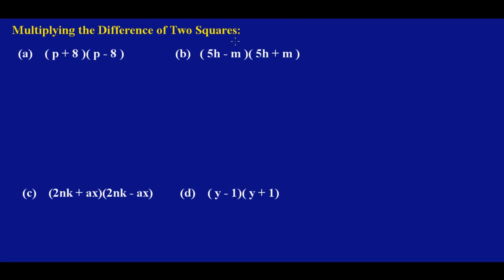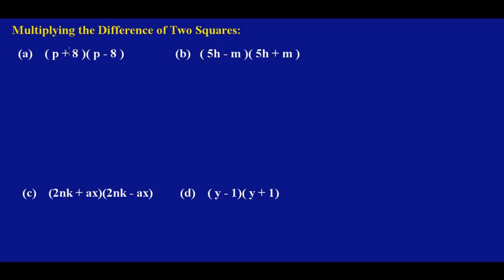Hey guys, in this video we're going to be looking at how we multiply the difference of two squares. Now, just let me explain what's the difference of two squares. And I believe it's quite evident. Let's look at the brackets carefully here. If you notice, in this bracket I have p plus 8. And inside this bracket I have p minus 8.